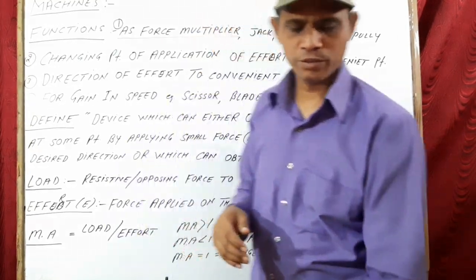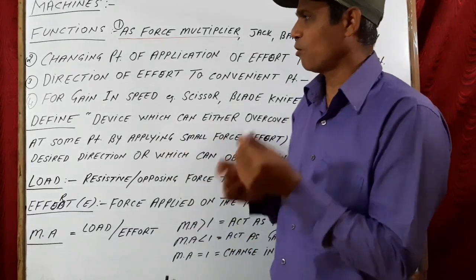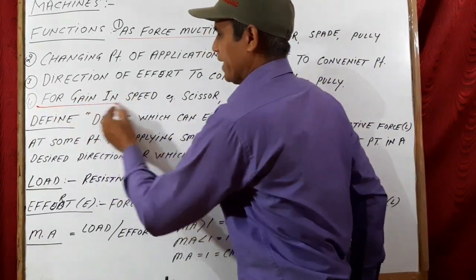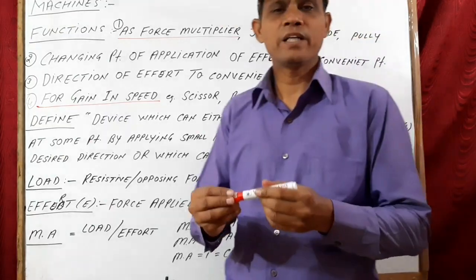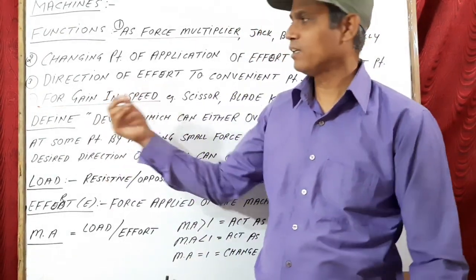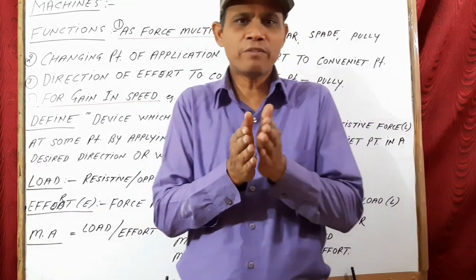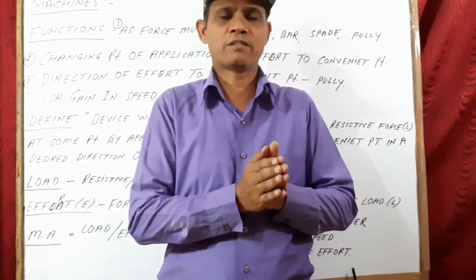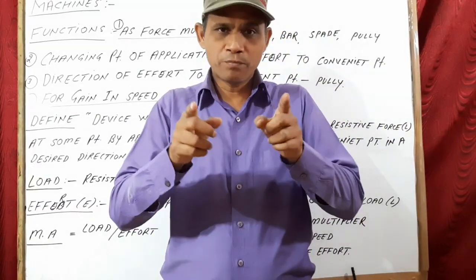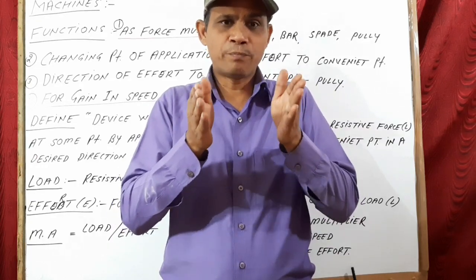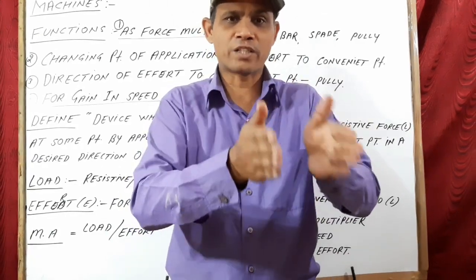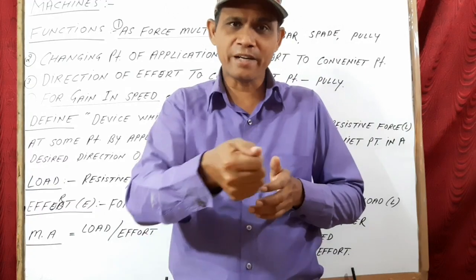And the fourth function which a machine performs is gain in speed. It is used for gain in speed. How? For example, when you are using a pair of scissors, what happens? If you see, the blades of the scissors move faster as compared to your hand.